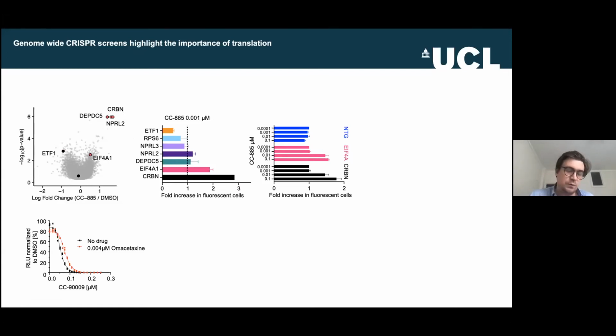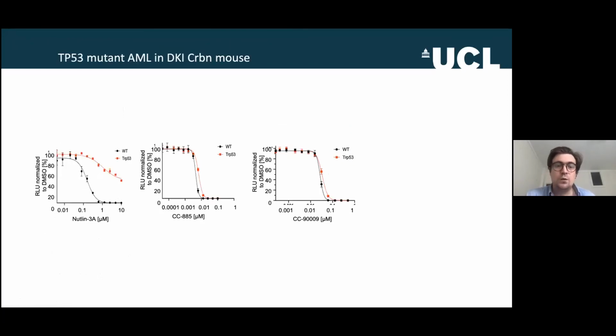And we were also able to demonstrate a modest effect when we co-treated with omacetaxine, which is a drug which limits translation elongation. Coming back to the p53 story in our mice, we've crossed these mice, our double knock-in mice, with TP53 null mice. And whilst we get the expected blunted response with nutlin, we can demonstrate effective killing in the TP53 null mice on treatment with both CC-885 and CC-90009.